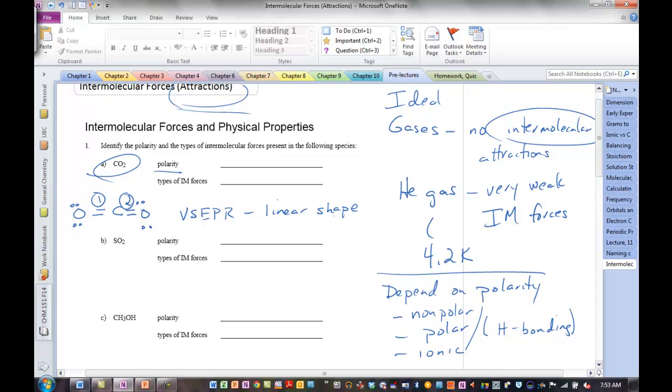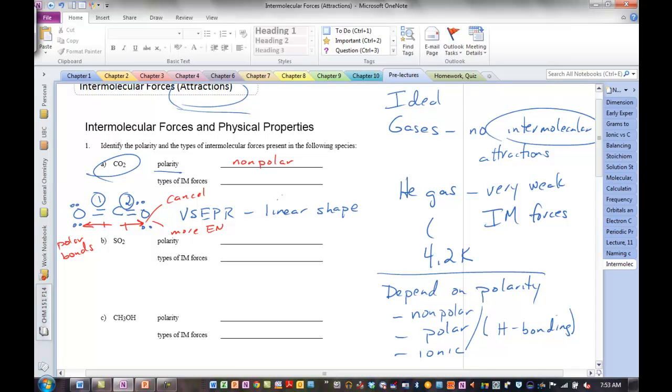Now, here's where the polarity comes in. We talked about this as well. Oxygen is more electronegative than carbon. So the electrons will shift toward oxygen, and we show that with an arrow. Same thing on this side. So these are polar bonds. These are polar bonds, but yet you'll notice the dipoles are equal and opposite. So these are going to cancel. All right? And the molecule overall is nonpolar.